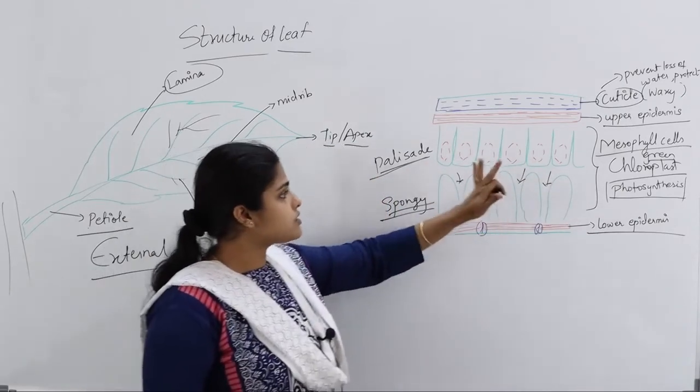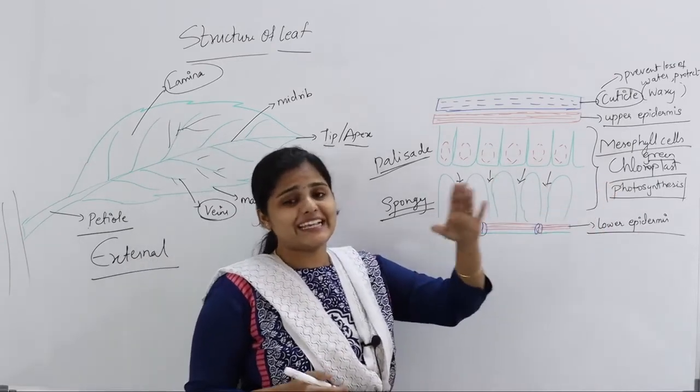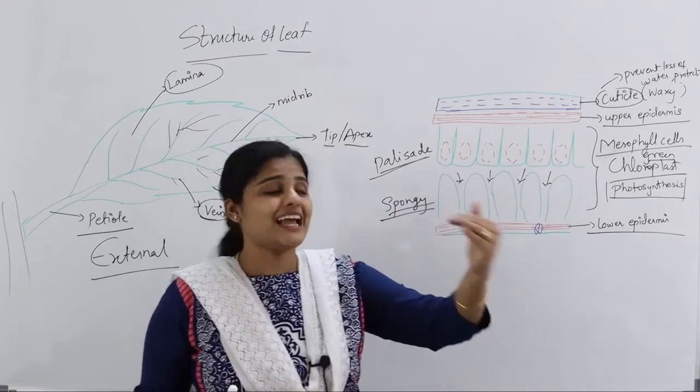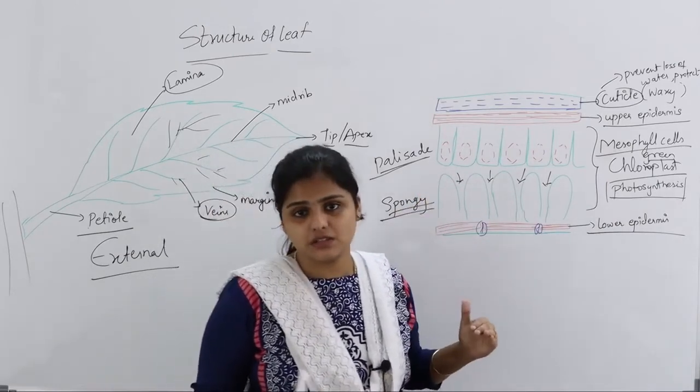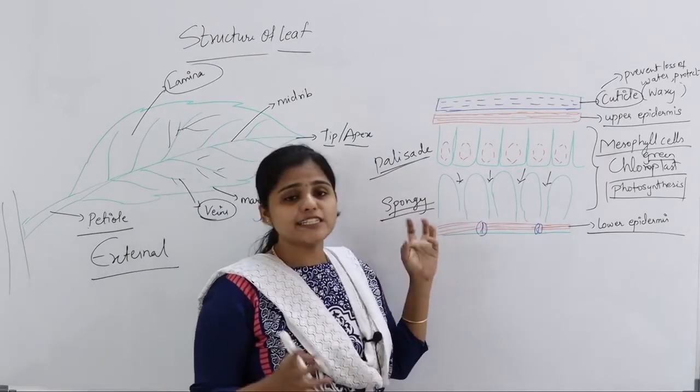So this is the function of mesophyll. Mesophyll has chloroplasts, which are large in number. They are green in color, they contain chloroplast, and they help in photosynthesis. And mesophyll cells are of two different types: palisade cells and spongy cells.